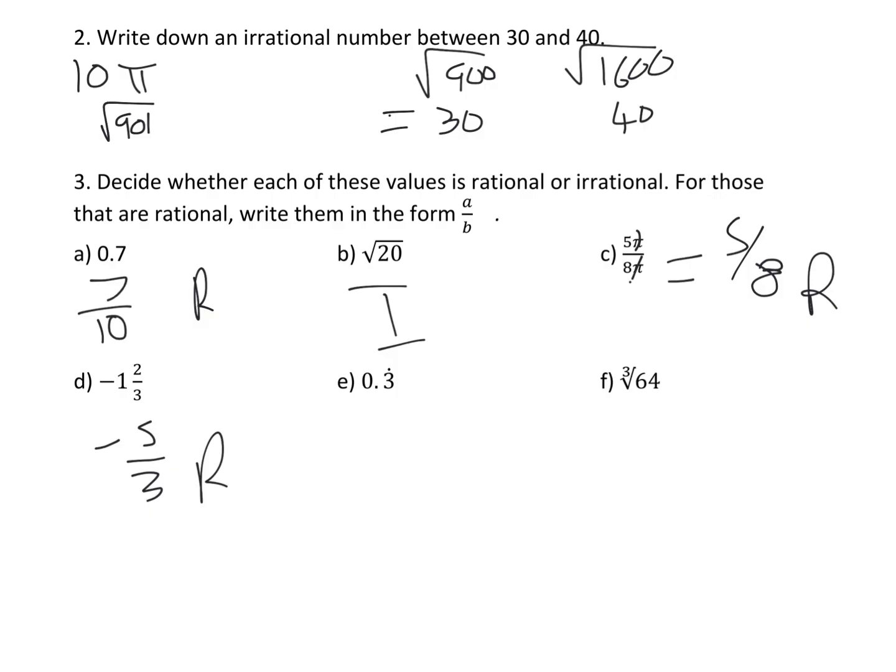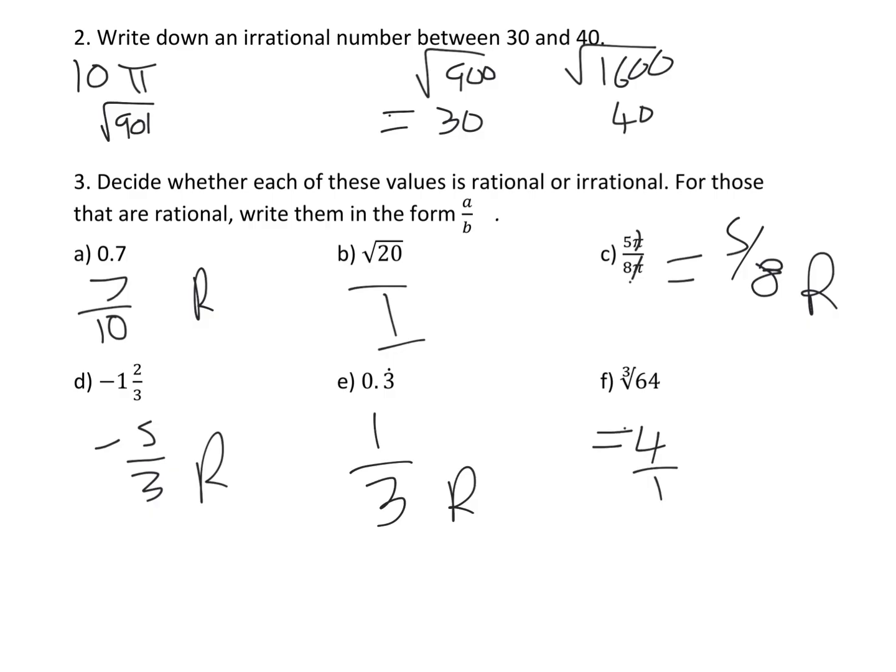0.3 recurring, I actually gave out an example earlier on, that's 1/3. So that's rational. And here we've got a cube root of a number. Usually that would be irrational, unless there's a number, a fractional number, times by itself, and by itself again, that gives 64. And the answer to that actually is 4. 4 cubed is 64. So 4 can be written as a fraction.